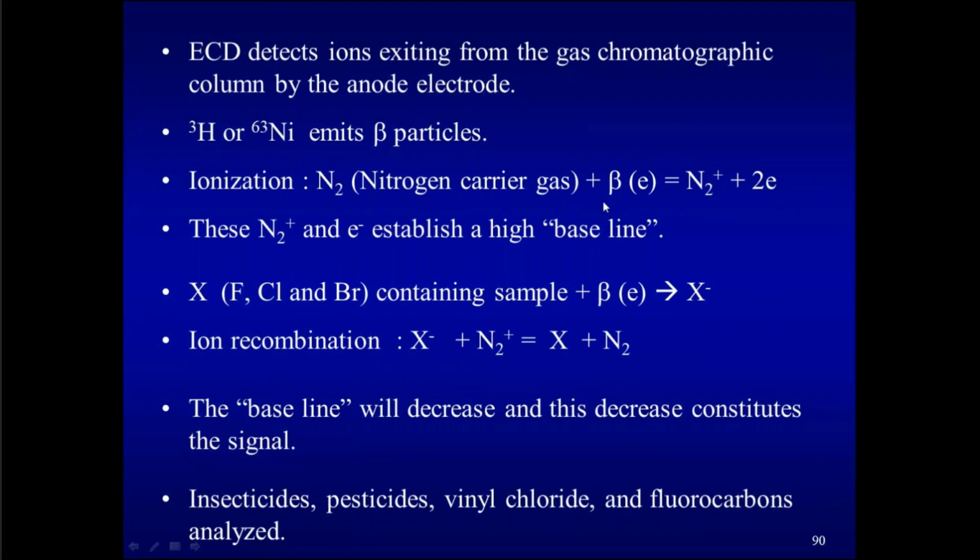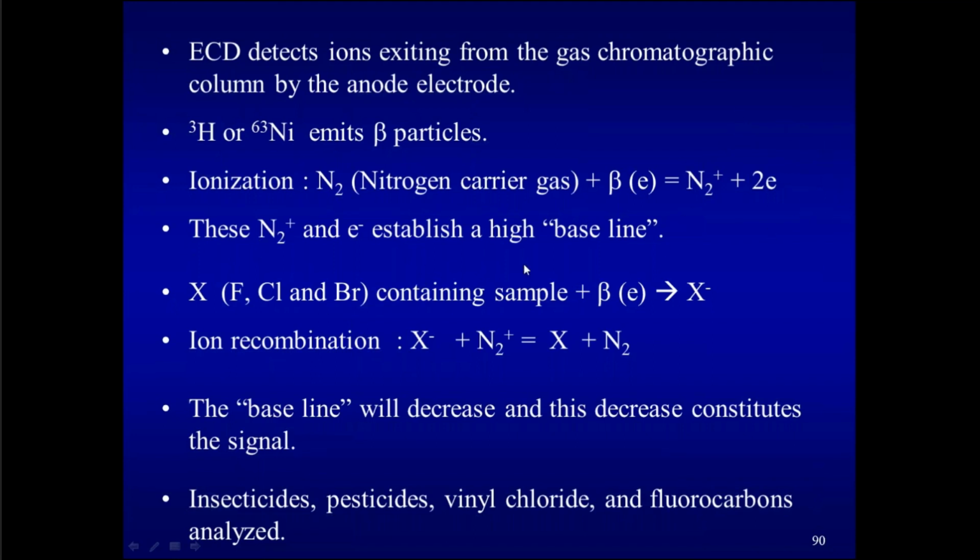Nitrogen with beta electrons gets ionized, giving you nitrogen cation, and one electron is removed from nitrogen. How is the cation formed? When one electron gets removed. And that's how you have two electrons, one the bombarding beta electron and one getting removed from nitrogen. That's the two electrons. You have nitrogen cation, which is positively charged, and the two electrons which are negatively charged.